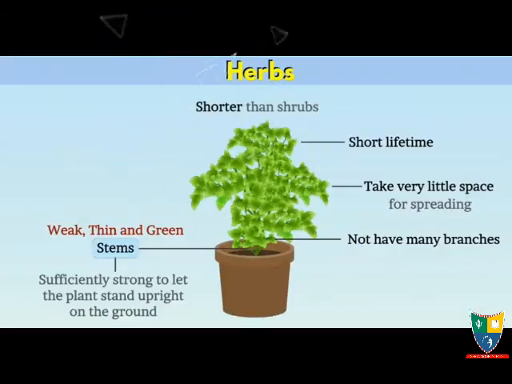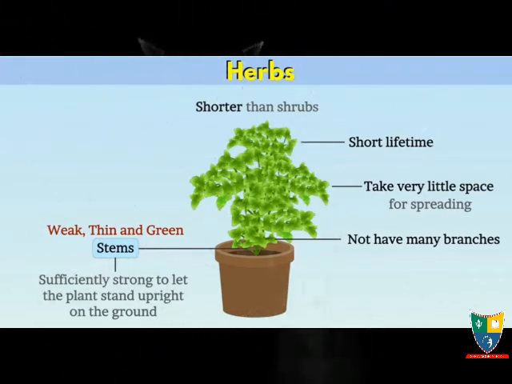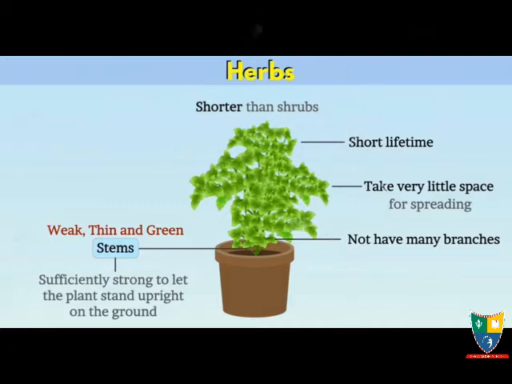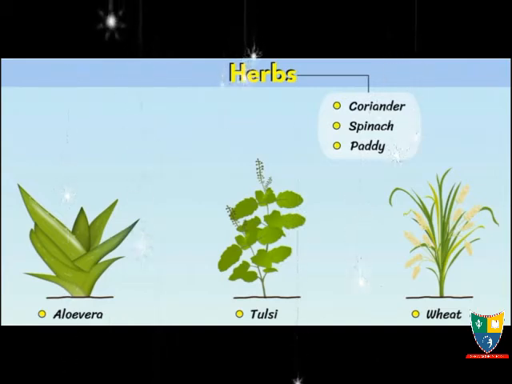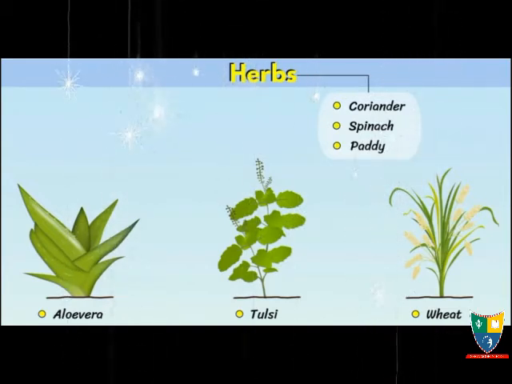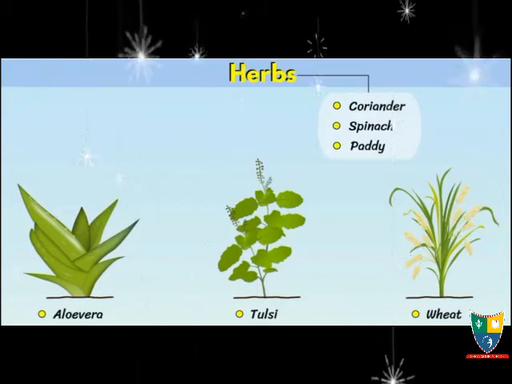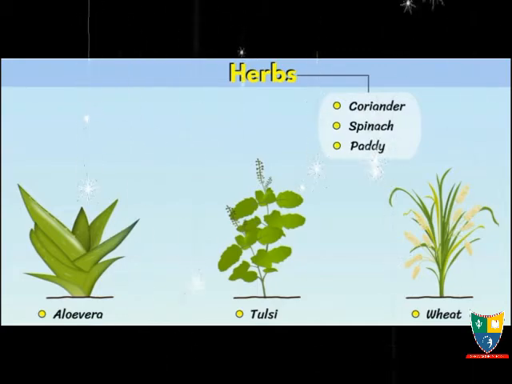Now we will study about herbs. Herbs are even shorter than shrubs. They have weak, thin, and green stem. Such plants are called herbs. The stem of herbs does not have many branches. These plants take very little space and have shorter lifetime. Examples: aloe vera, tulsi, wheat, coriander, spinach, paddy, etc.